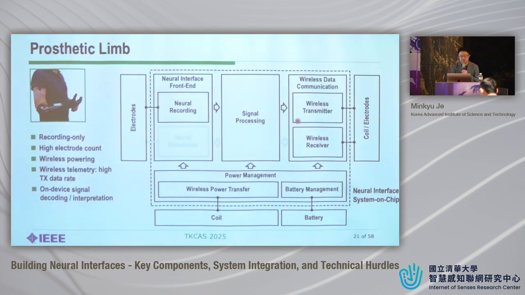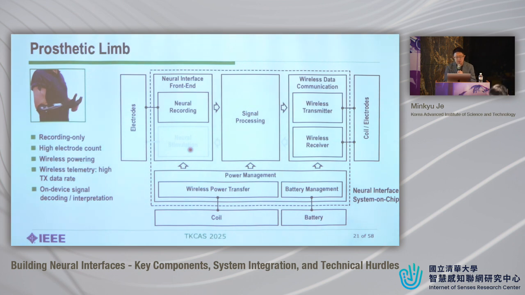And in this case, a high TX data rate is required because it records from a large number of electrodes, and in many cases we want to process it outside. So we need this high data rate transmitter. And of course, this device also tries to implement some on-device signal decoding and interpretation. Then actually we can reduce the size of the data we have to transmit out as well.